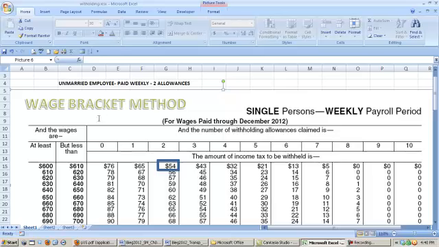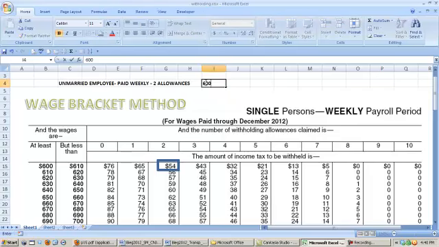Okay, so in this example, let's say we have an unmarried employee that's paid weekly with 2 allowances, and let's say he's paid $600. Sorry, I forgot to put that in there. Okay, so $600 this guy's paid. How much withholding should he have? Well, first thing that's crucial, like I said before, make sure you have the right table. I've already gone and grabbed this one here for us.